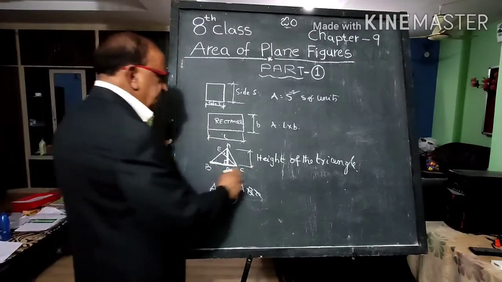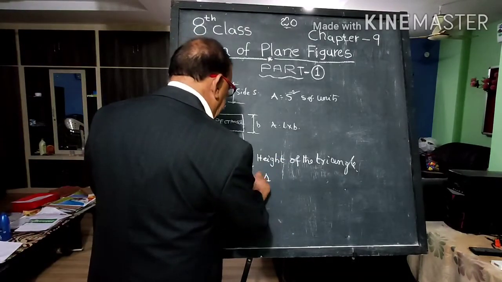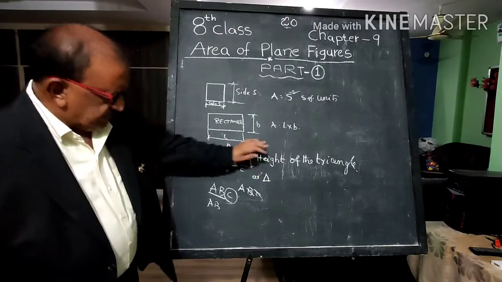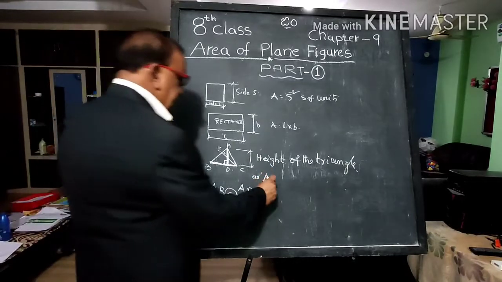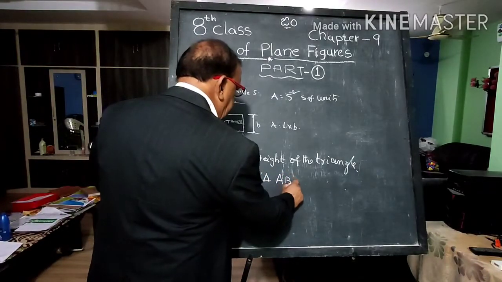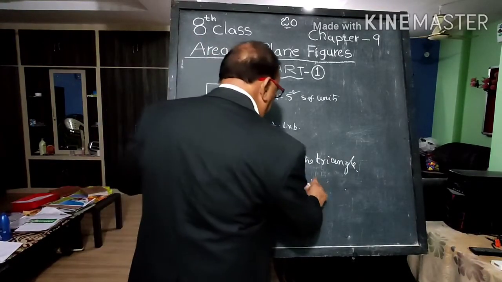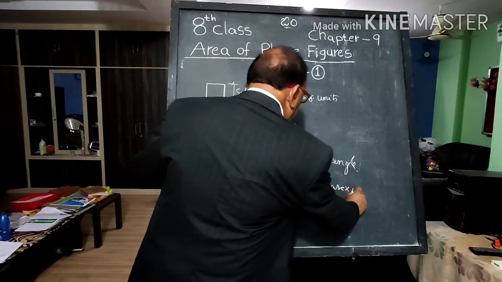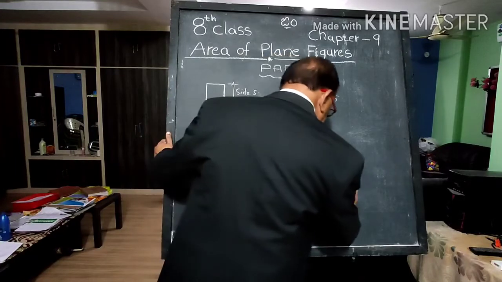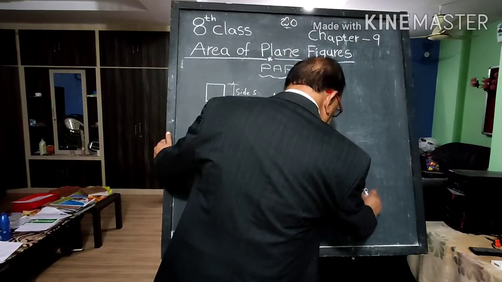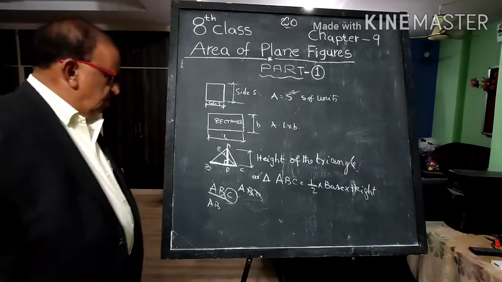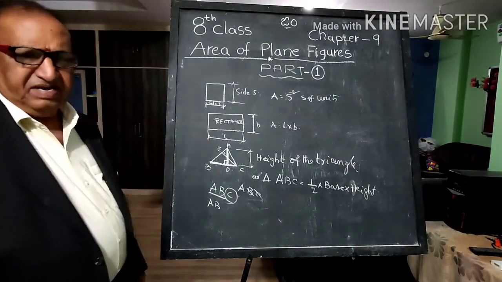So, in this case, the area of the triangle, that is how we write it. Area of triangle ABC is equal to half into base into altitude or height. Let us say height. You can also call it altitude, there is no problem. So these are the three fundamental ones.